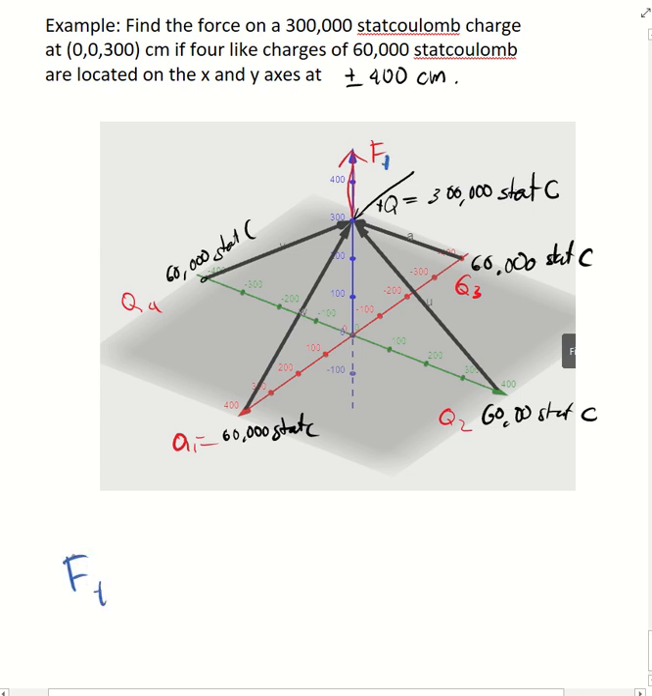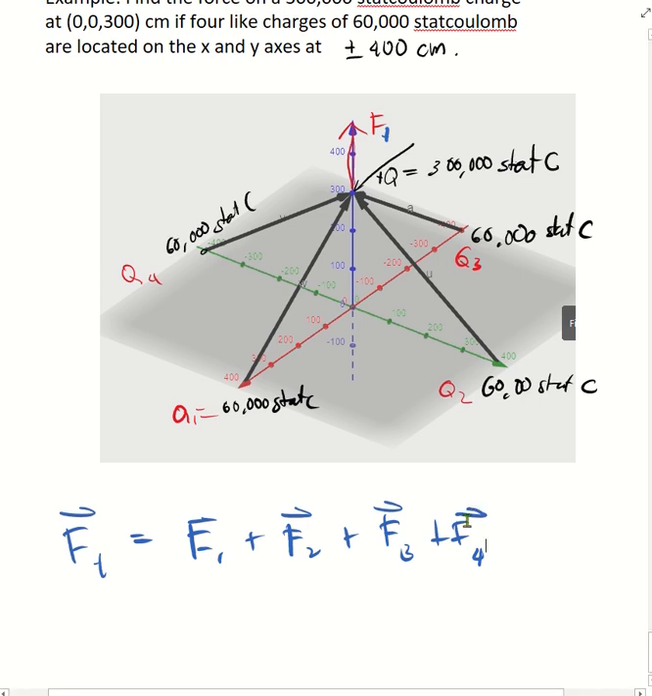F total, the net force, will be equal to the force due to Q1, the force due to Q2, the force due to Q3, and the force due to Q4. And again, we will solve individually F1, F2, F3, F4 using superposition theorem.